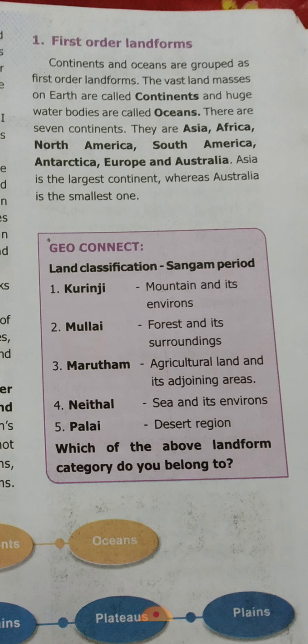Already we know this; you studied it in the lower classes, fourth and fifth, you read this. So this is the classification of land in the Sangam period: Kurinji, Mullai, Marudam, Neidal and Palai. Understood?